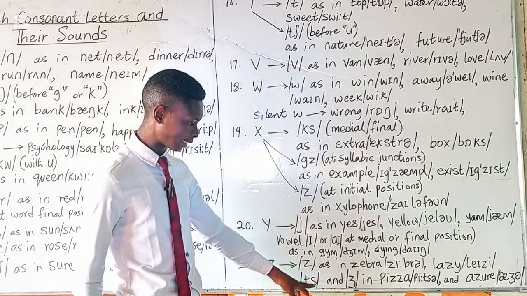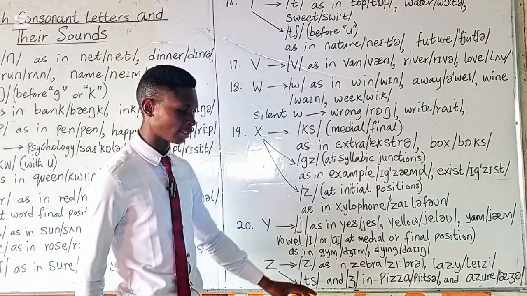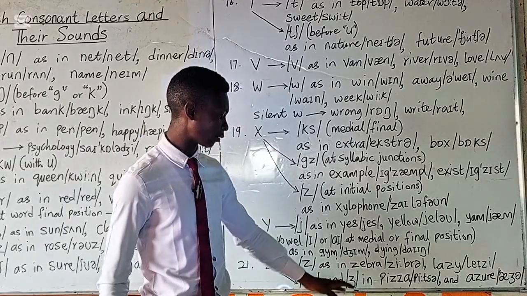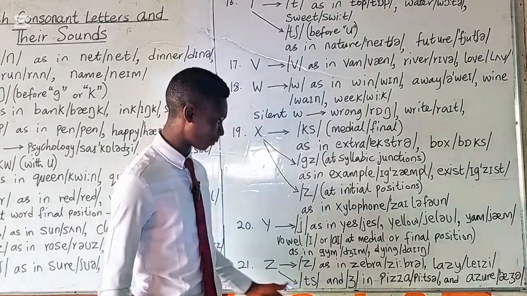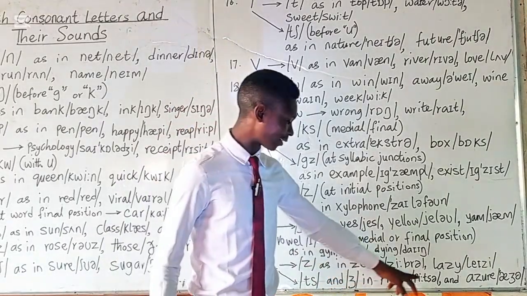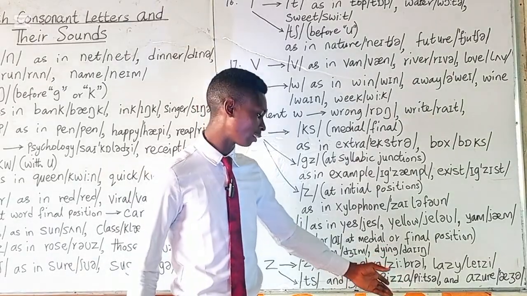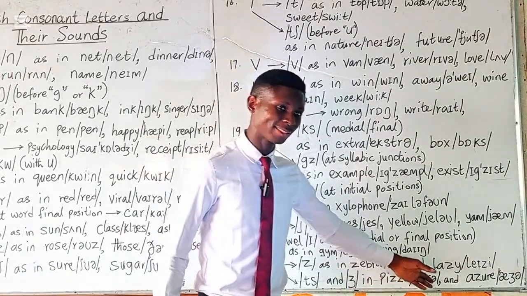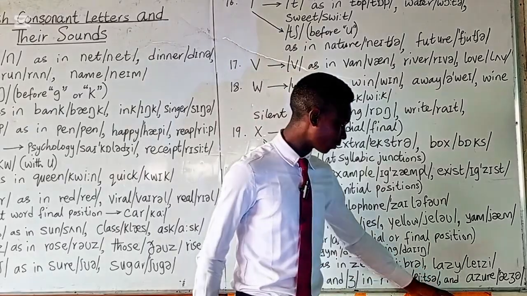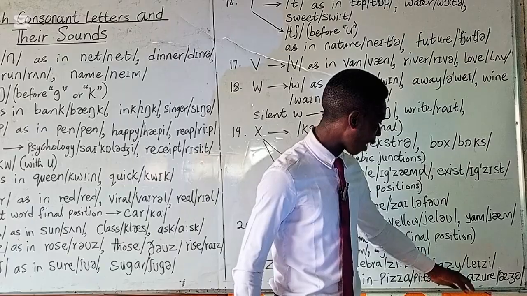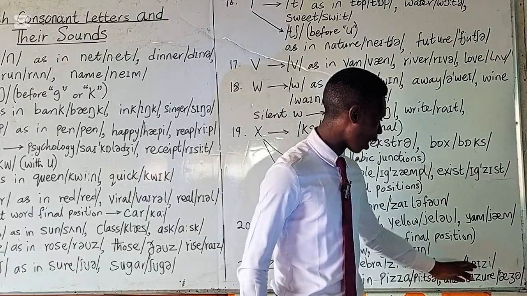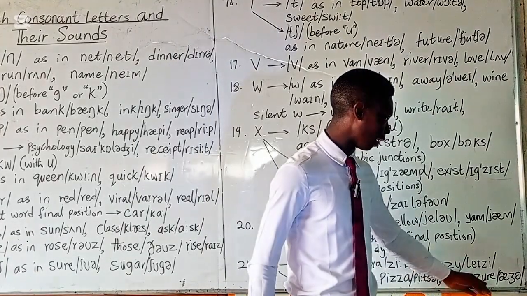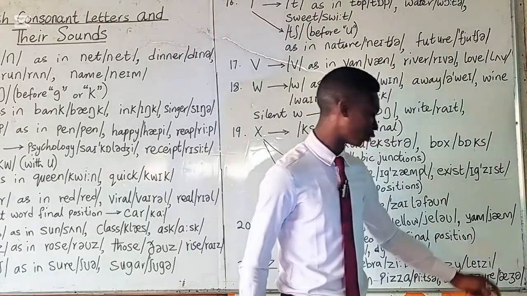Here we have ts, t and s combined. And here we have the z sound in place of letter Z. As in words like pizza, most people call this pizza. It is not pizza, but pizza. Take note. And then we have this word, which is azure. So in place of Z, we have the Z sound, azure.